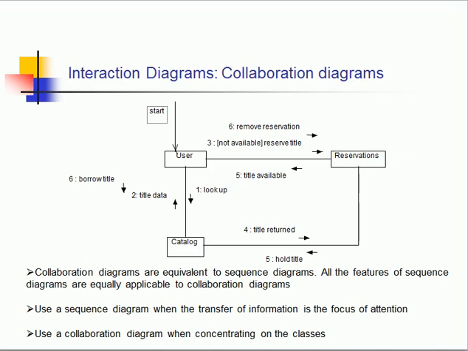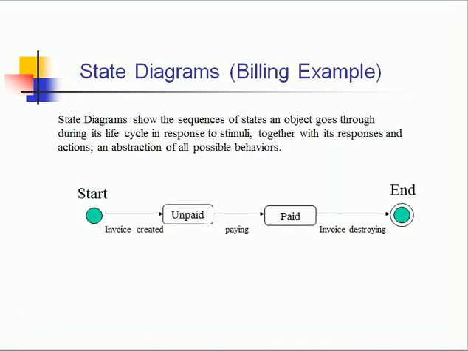This is an example for an interaction diagram. The collaboration diagrams are equivalent to the sequence diagrams. All the features of the sequence diagrams are equally applicable to collaboration diagrams. Use a sequence diagram when a transfer of information is the focus of attention. Use a collaboration diagram when concentrating on the classes.